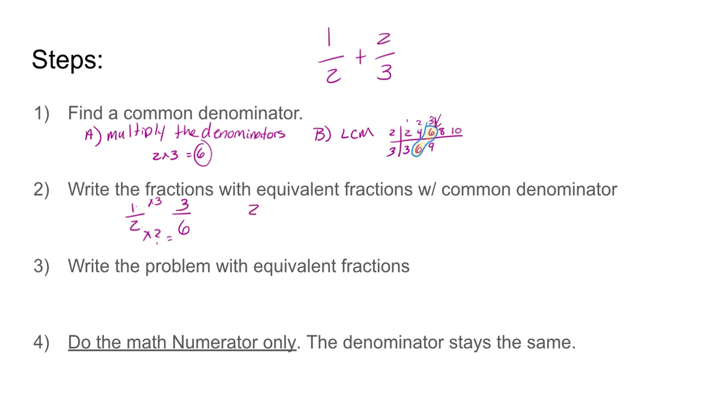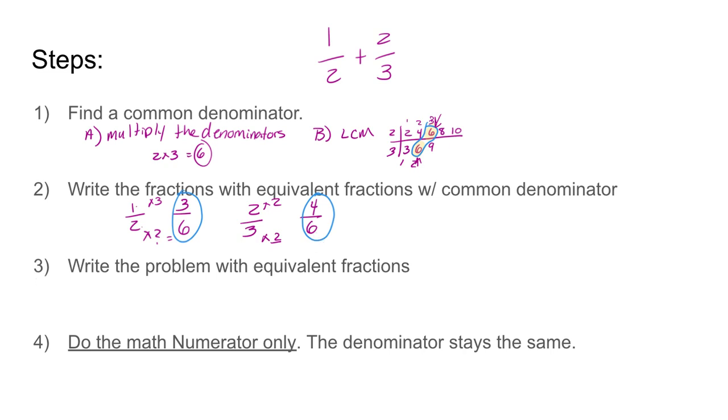My second fraction would be 2 over 3 originally. 3 times what is 6? 3 times 2. Again, I can go 1 right here, 2, the second number when I skip counted. So 2 times 2 is 4. Okay, so my new fractions are going to be this one and this one. Okay, 1/2 turns into 3 over 6, and 2 over 3 turns into 4 over 6.